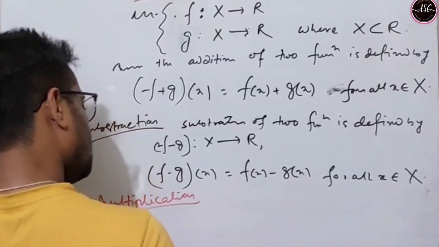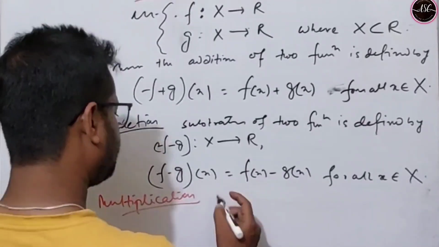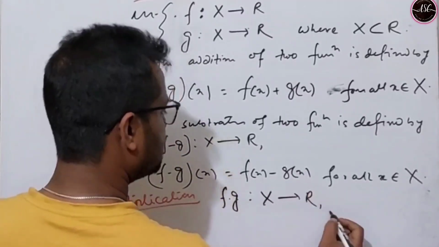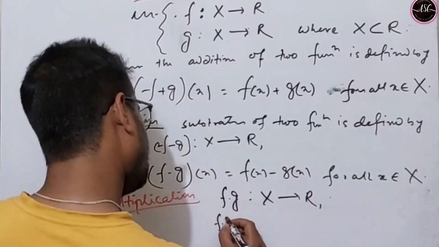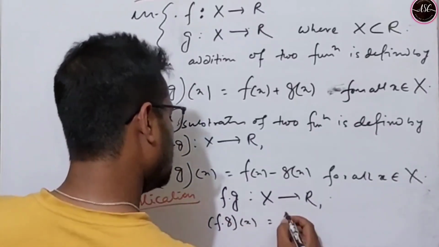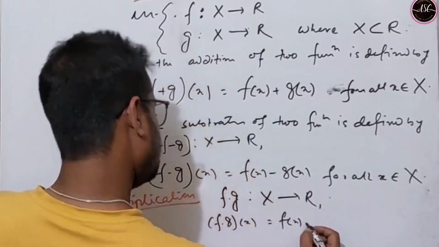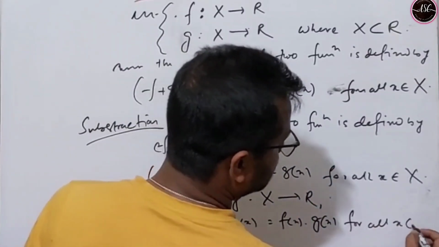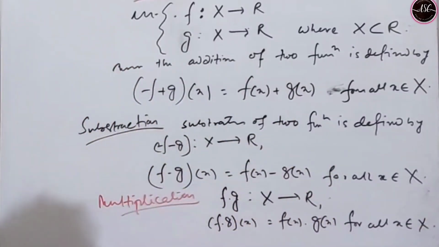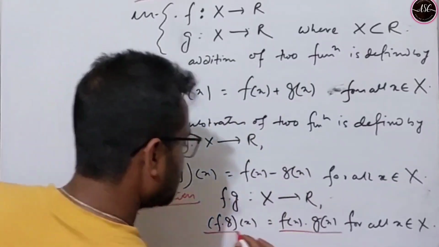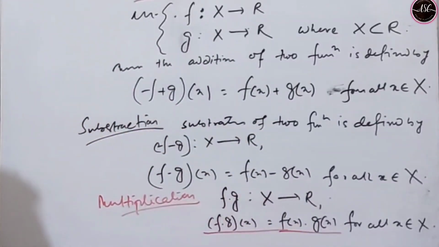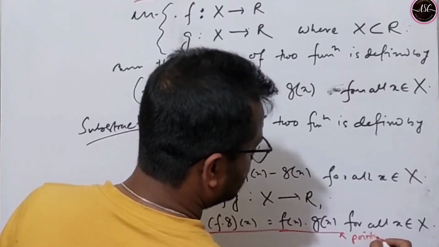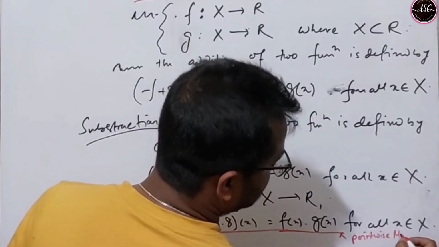The multiplication will be defined by f dot g, such that X tends to R, that is (f dot g)(x) equal to f(x) dot g(x) for all x belonging to capital X. This multiplication function is also called pointwise multiplication.